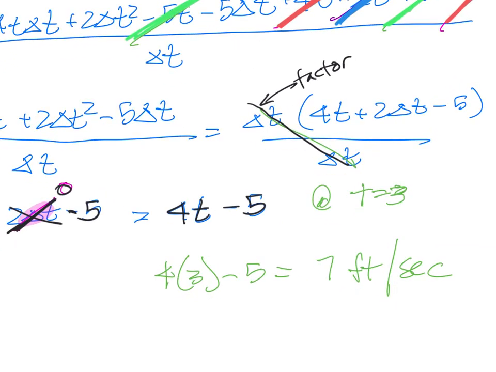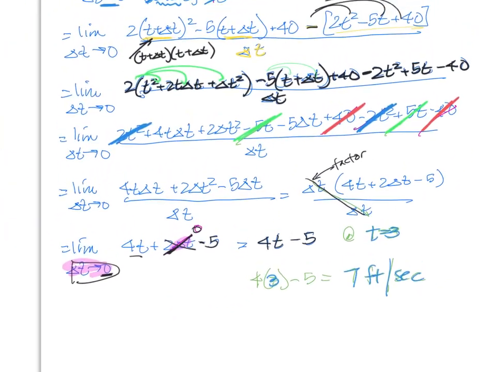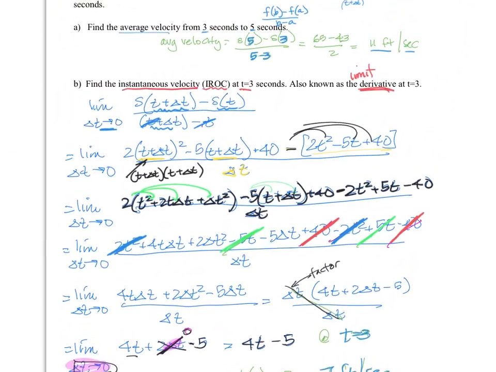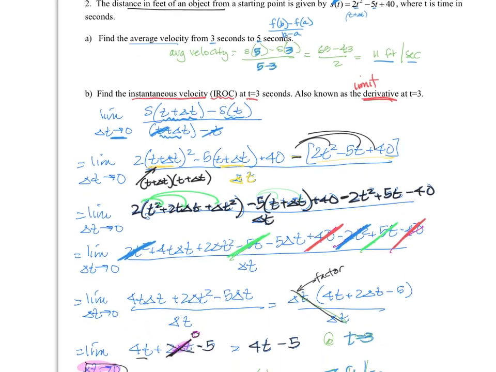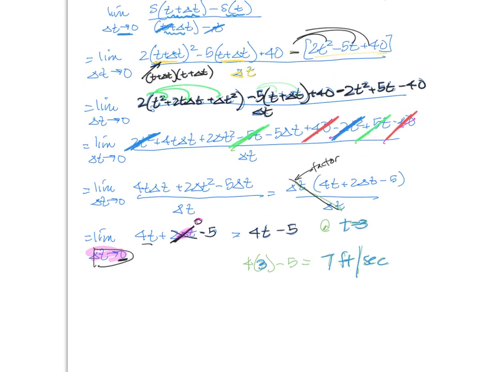What this gives us is a function. So now we want to actually figure out the value at t is equal to 3. So you're just plugging that 3 in, 12 minus 5, and we get 7 feet per second. All right, so that is problem 2. And doing the average velocity and the instantaneous velocity, which is doing the limits and then plugging in that value that we wanted to find that for.